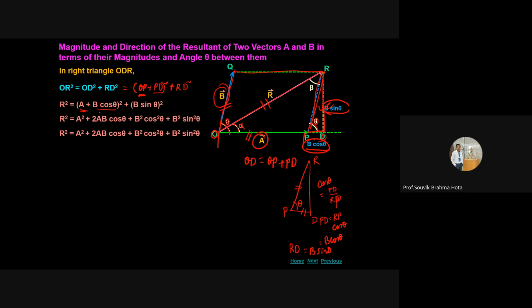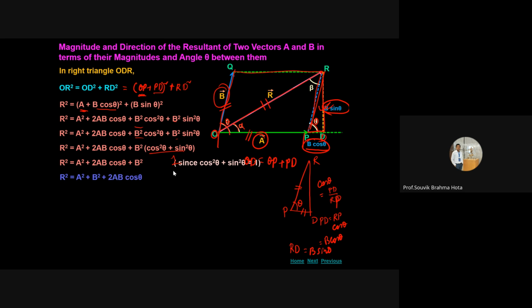Then you expand that: A square plus 2AB cos theta plus B square cos square theta plus B square sin square theta. Take B square common out of these two terms, cos square theta plus sin square theta, this becomes 1. So you will have A square plus B square plus 2AB cos theta, since cos square theta plus sin square theta is equal to 1. Now R square is like that, so R is equal to the square root of A square plus B square plus 2AB cos theta, and then you know the direction, alpha.